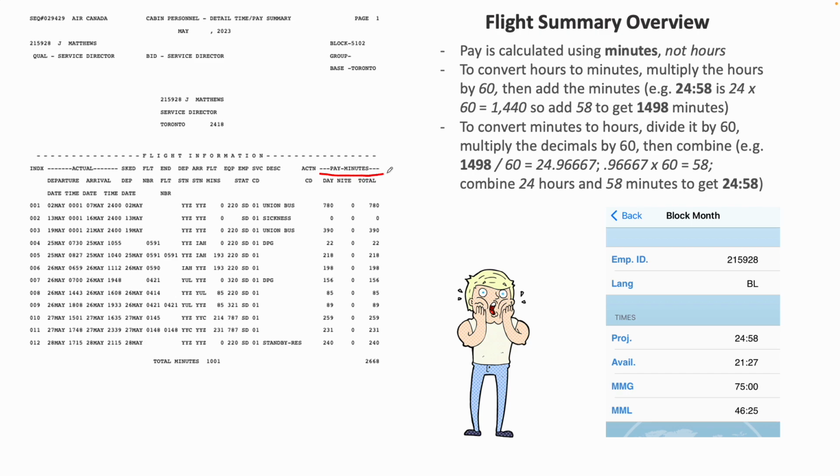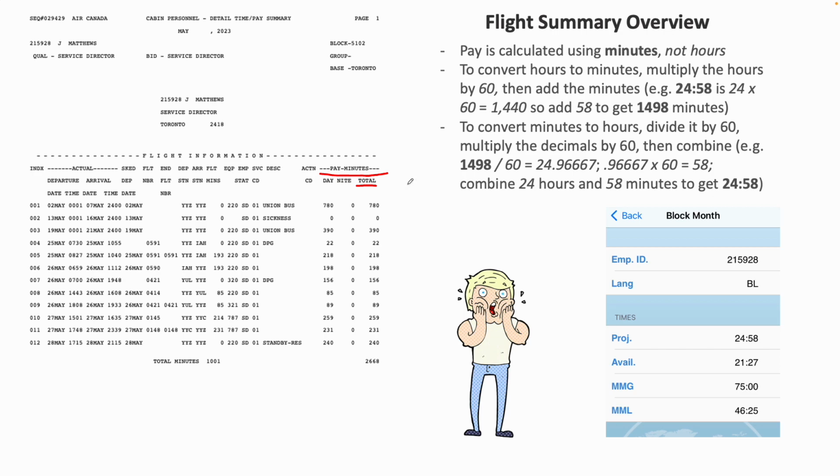And finally, we see pay minutes as an overarching subtitle for 3 different columns. We'll just focus on one of the columns because that's all that we need. In the past, there used to be different rates of pay for flying during the day versus at night, but that's no longer the case. So really, we can just look at the total.